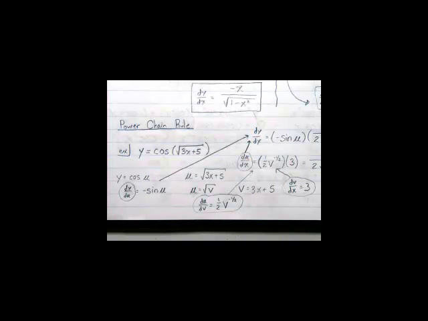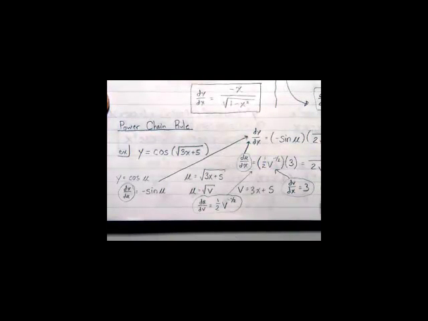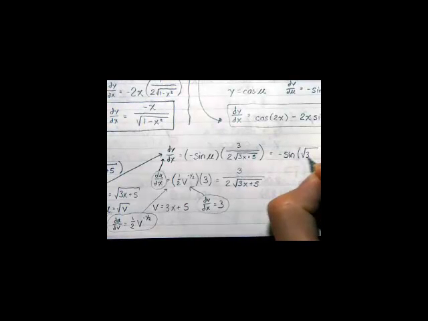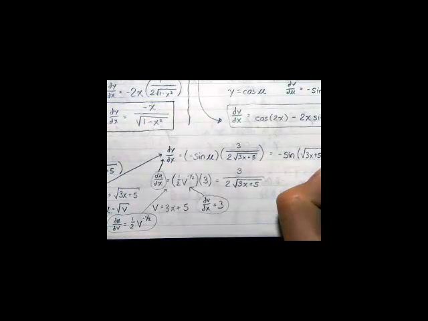There's only one thing I got to do here yet, though. What have I still forgotten? Put the u back in, right, for the final answer here. So I've got negative sine of the square root of 3x plus 5, and then that multiplied by 3 over 2 square root 3x plus 5.